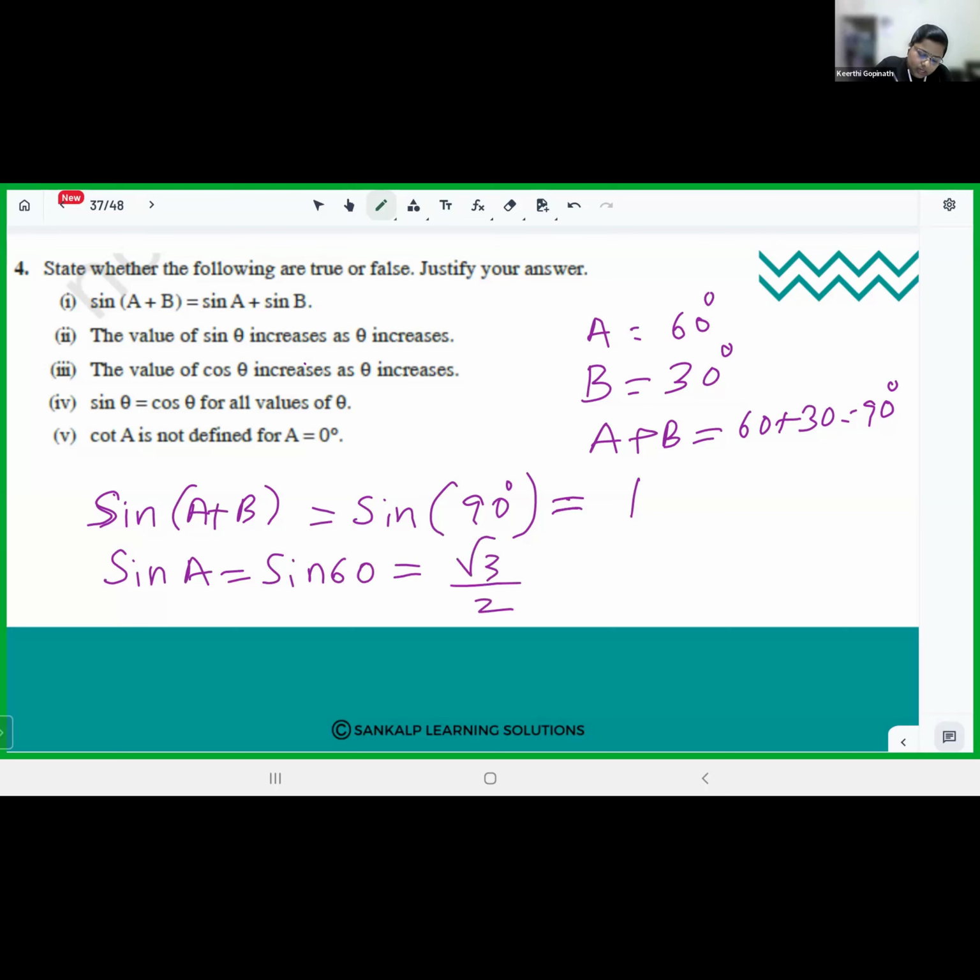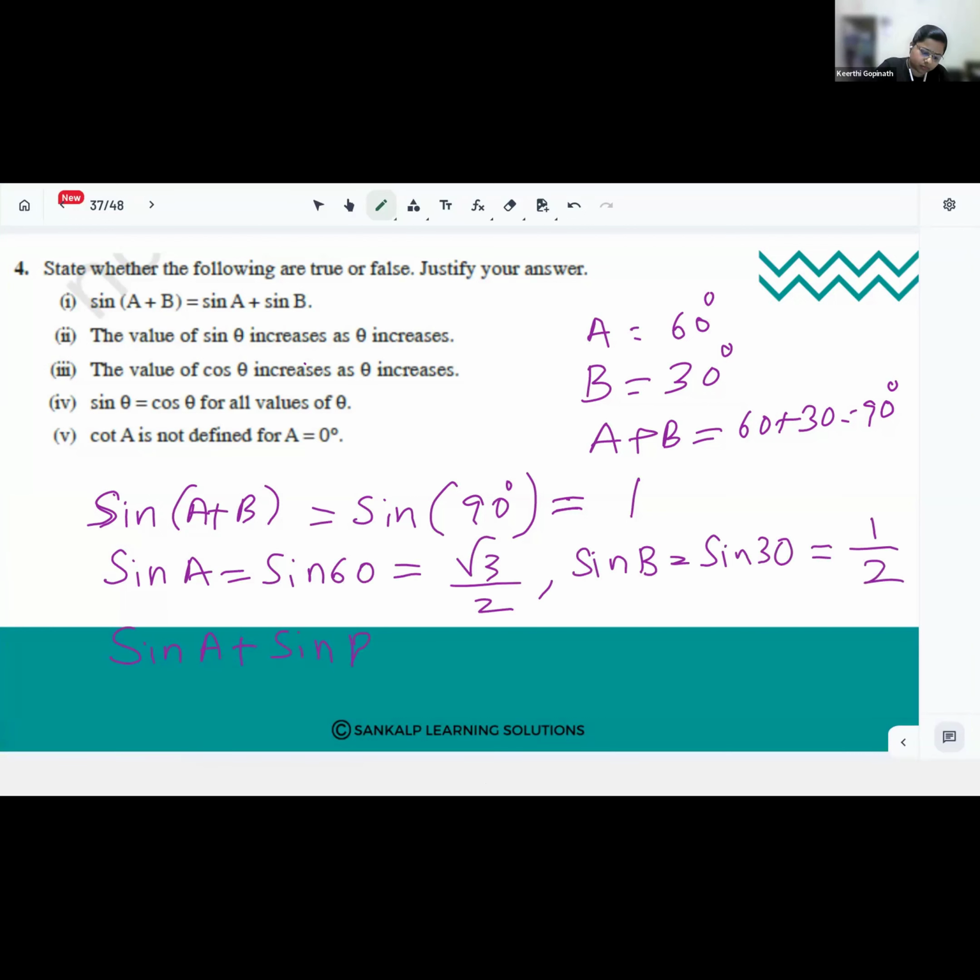Alright. Now, what is sine B? Sine B is equal to sine 30. What is the value of sine 30? Sine 30 is 1 by 2. Alright. So, considering the RHS, sine A plus sine B.